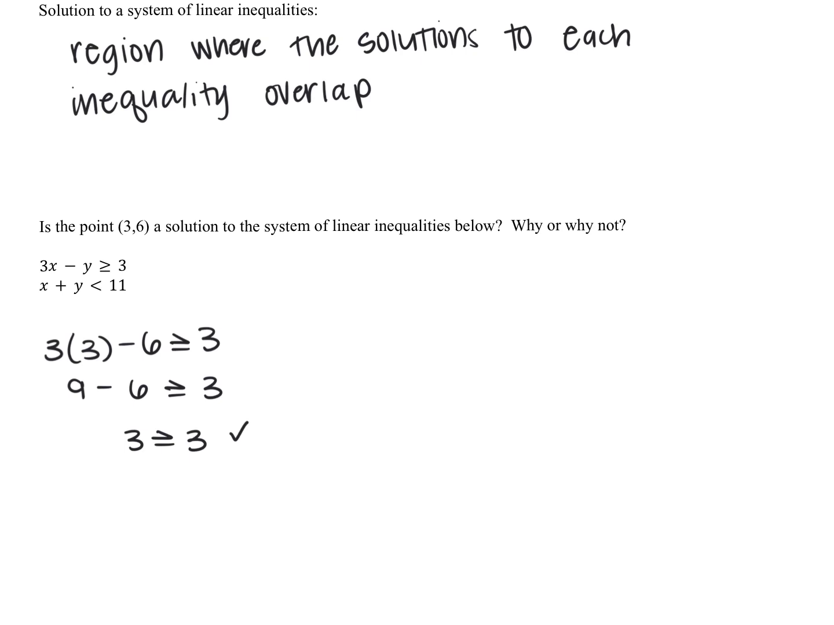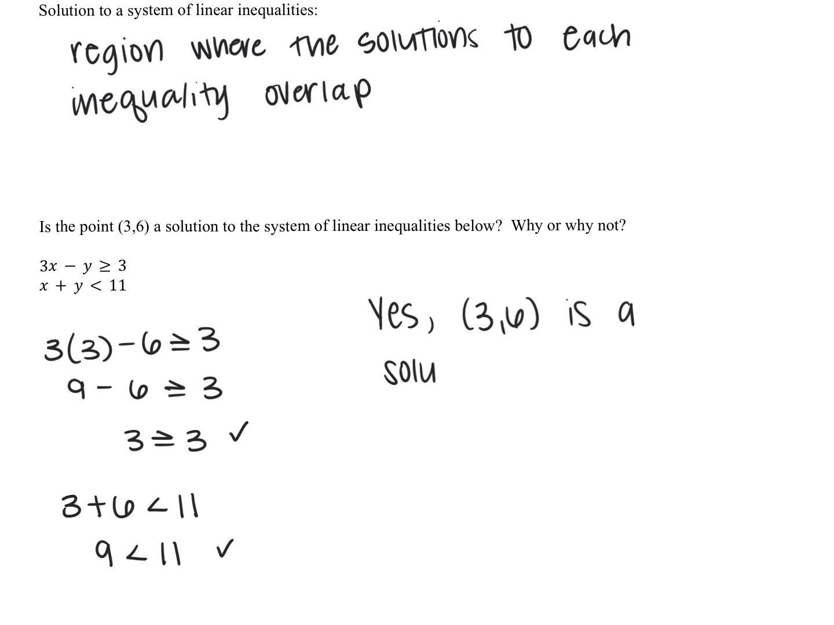Now I'm going to check my second inequality. So x plus y, 3 plus 6, less than 11. So I get 9 is less than 11. Also a true statement. So yes, 3, 6 is a solution because both inequalities are true.